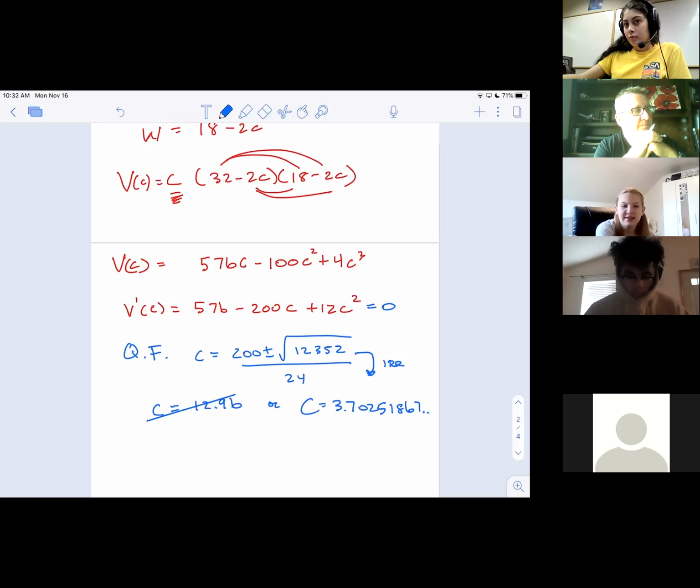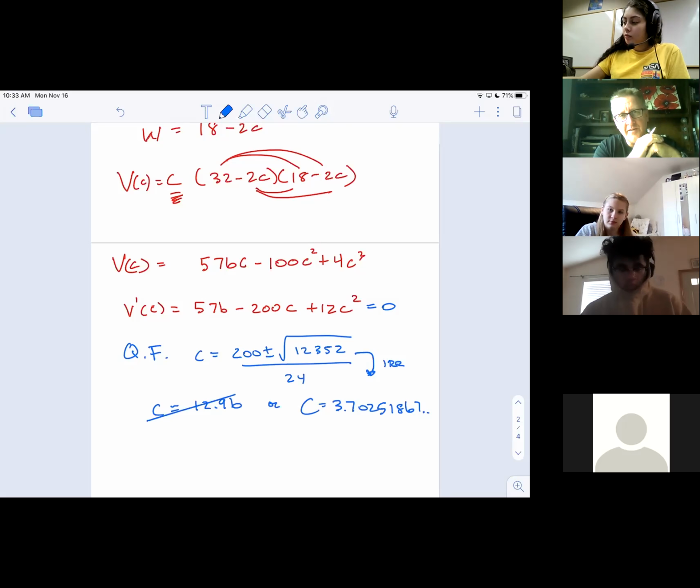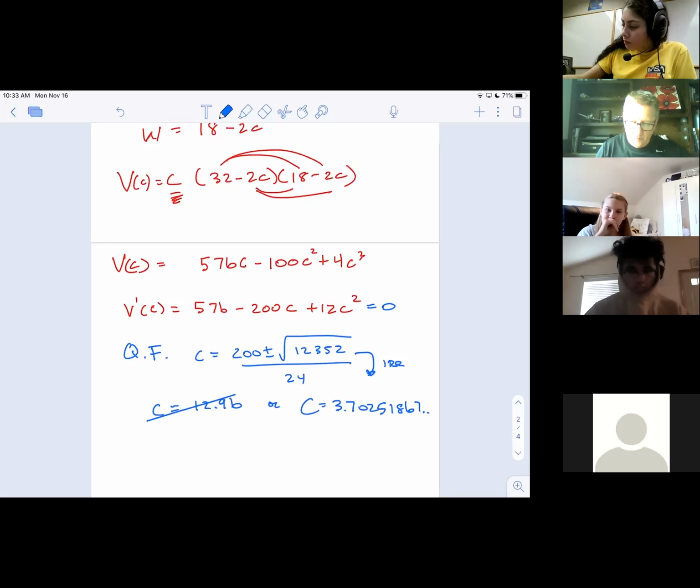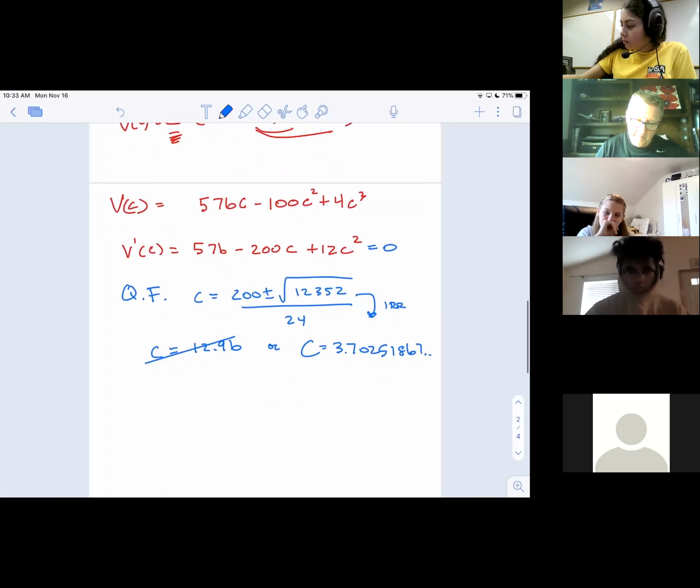So on a test, do you want us to cancel out a number that doesn't make sense? Or do you want us to put a note by it that says this doesn't work? Yeah, my problem will be something like, find the size cut that would maximize the volume of this box, and I would want the answer to be 3.7 centimeters. The other one, although it might be part of the math, isn't part of your final answer. You don't have to cross it out or say it doesn't make sense, but just don't say both. You don't even have a box if you make a 12.96 centimeter cut.